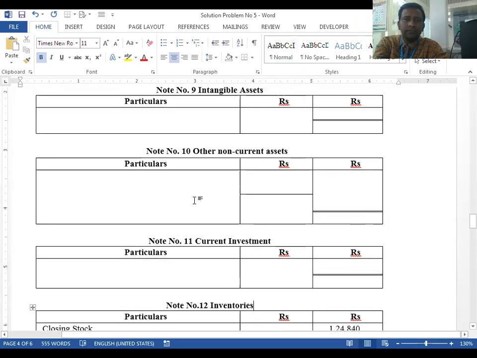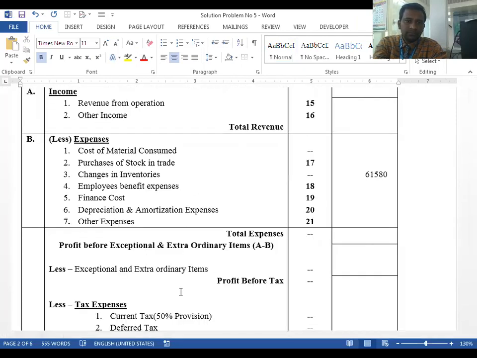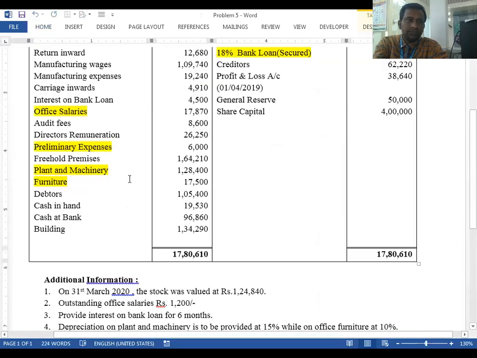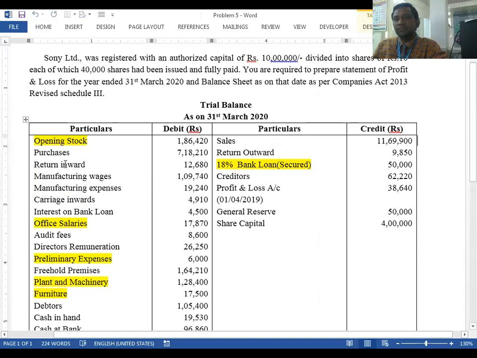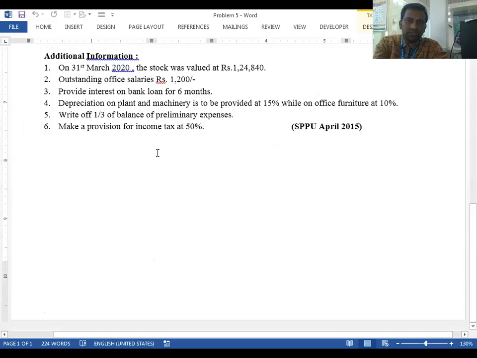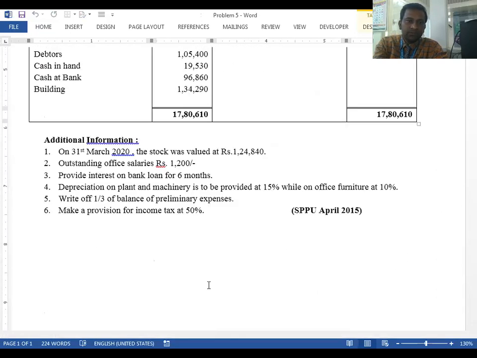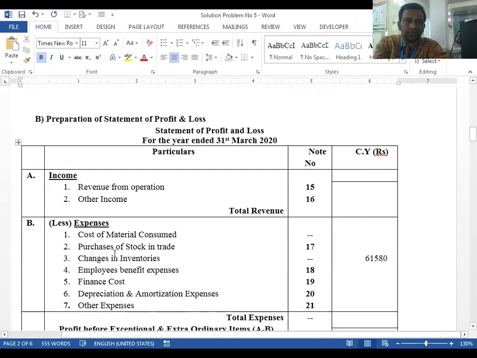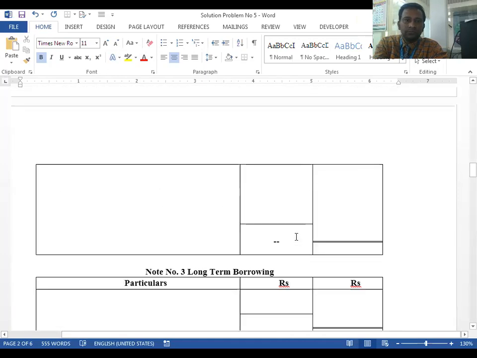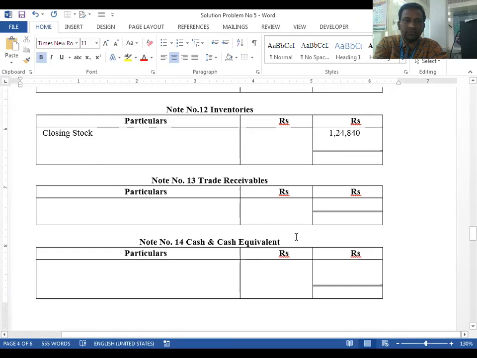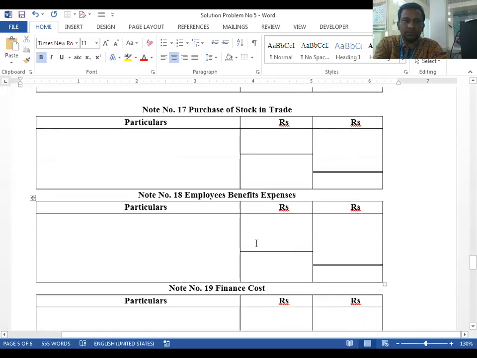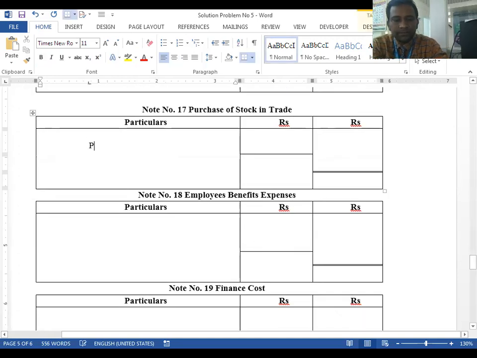Then next item, see here, purchases. We have separate notes to write down the purchases under the notes of profit and loss account. Here, purchases of stock in trade, notes number 70.